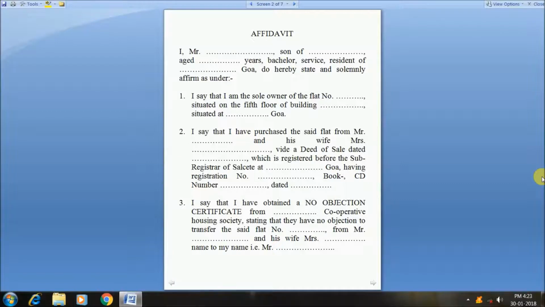Now in the affidavit, what is important is that you always have to prefix every statement made in the affidavit with the phrase "I say." You always have to say "I say" everywhere, because through that it can be held for certain that the person who is swearing the affidavit is specifically making that statement.